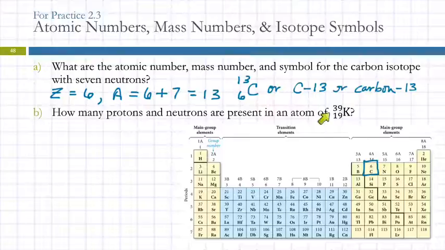Here we're given a symbol for an isotope and asked how many protons and neutrons are present in this atom. Well, how many protons? 19. It's just given to us right there. This 19, this is the number of protons. We could also look on the periodic table and find potassium and see that it's element number 19, it has 19 protons. How many neutrons? 20. So we got 39 minus 19 is 20. That's the number of neutrons. 20 neutrons. Any questions?